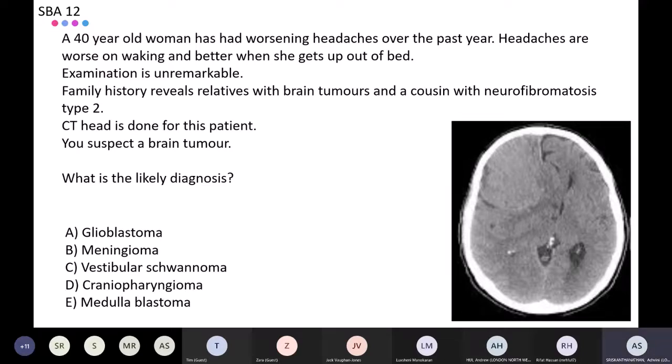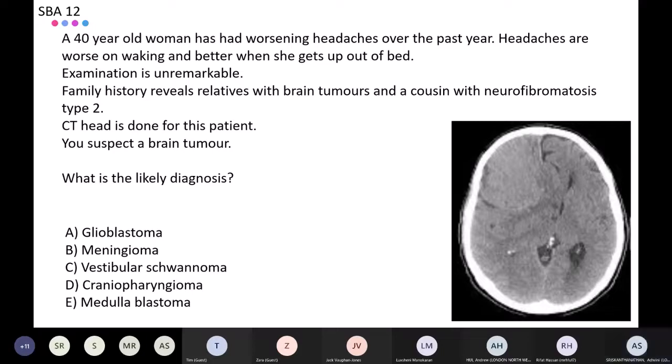Okay, give you about 30 seconds. So for this one, you need to look at the CT head. It's not a very nice one to give you guys. It's a bit mean. I'll give you about 5 more seconds. Okay. I'm going to close the poll now.